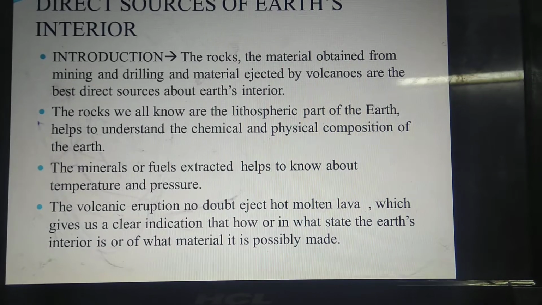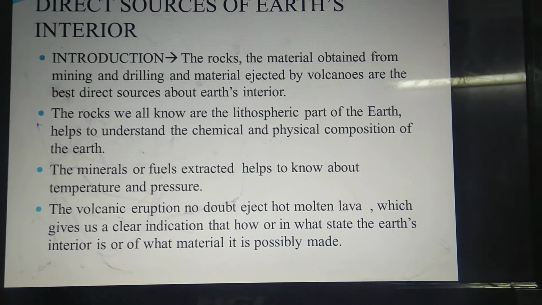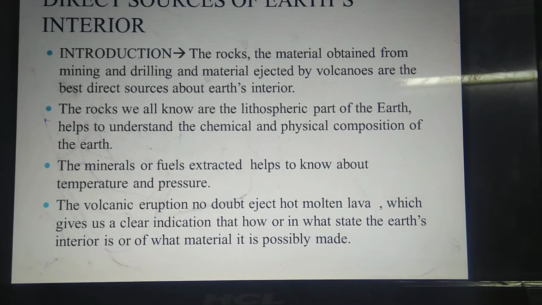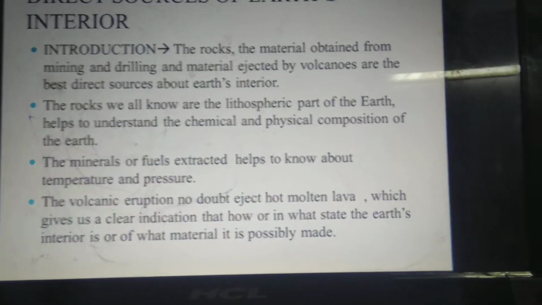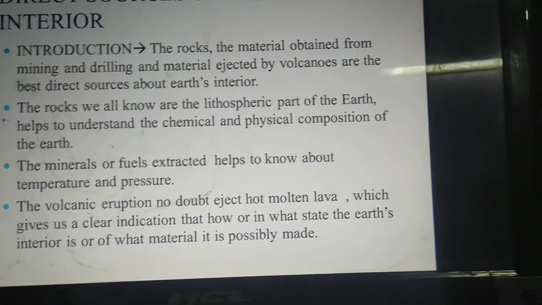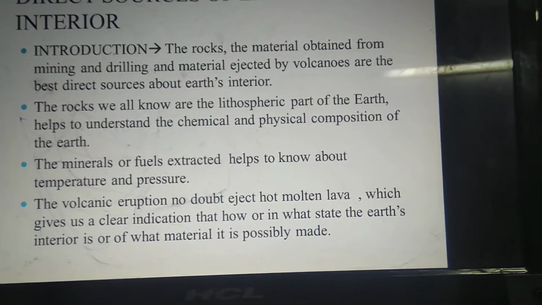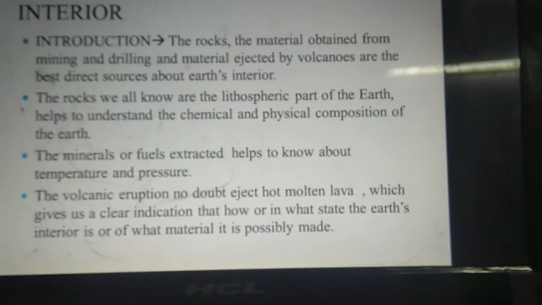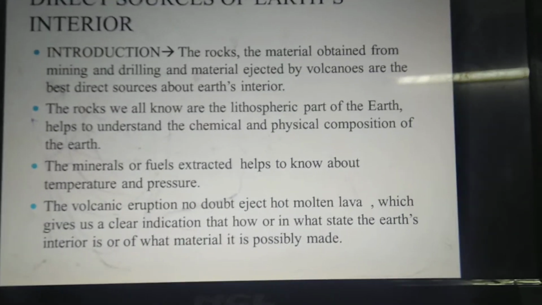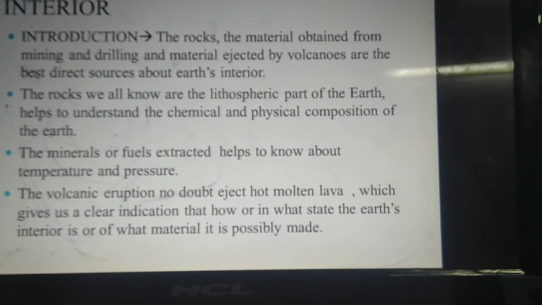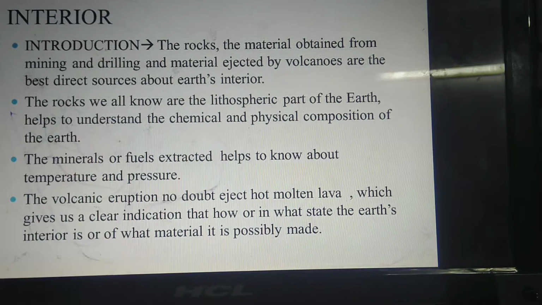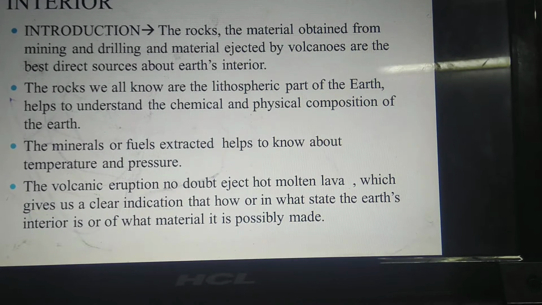The rocks, we all know, are actually the lithospheric part of the Earth, or the upper part of the crust in which we live, and we can easily understand the chemical and physical composition of the Earth by studying different types of rocks found in different areas. The soils they form also help us understand which chemical constituent is there, why the color is so, etc. The second thing is the minerals or the fuels which are extracted, which help us know about the temperature and the pressure at the various layers of the Earth's interior.